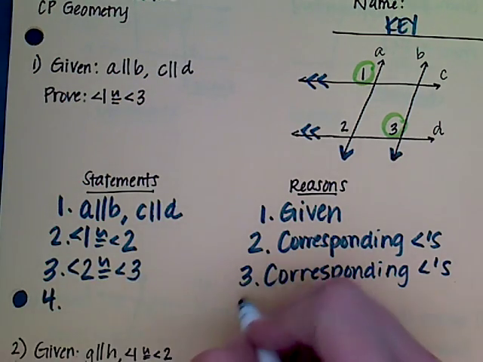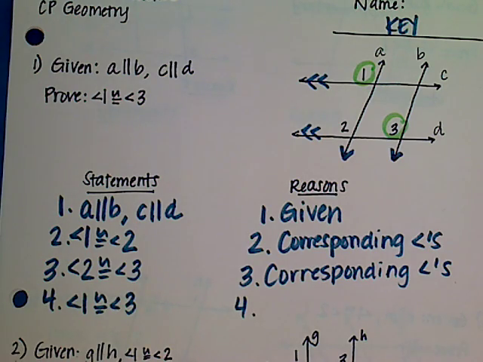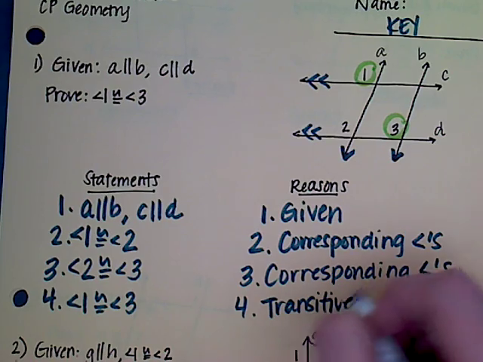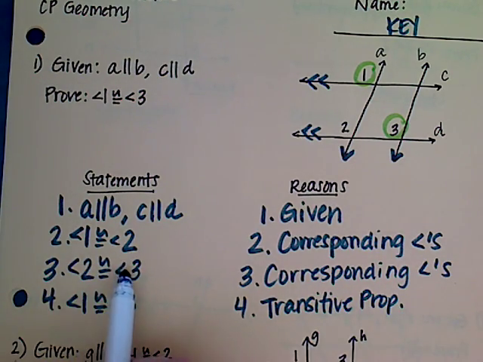And our very last step is to say angle 1 is congruent to angle 3. And hopefully at this point you realize that is where we will use the transitive property. Because if 1 is congruent to 2, 2 is congruent to 3, then we know 1 is congruent to 3.